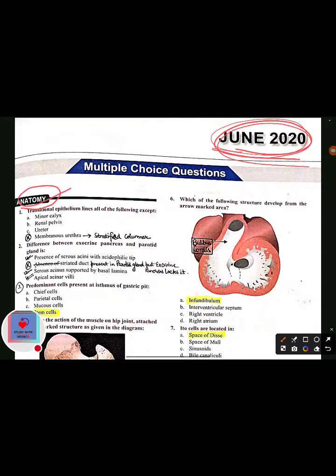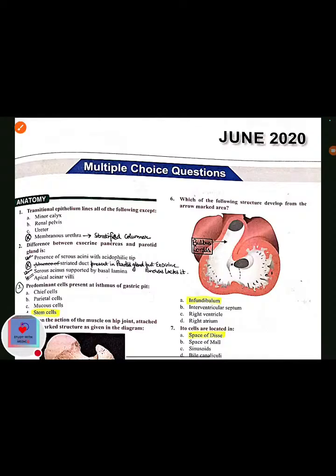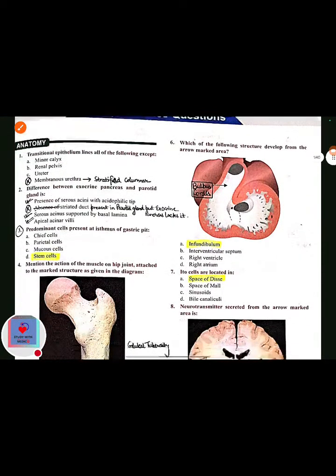In the anatomy, you have: transitional epithelium lines all the following except. Transitional epithelium lines the minor calyx. It lines the renal pelvis. It lines the ureter, but it does not line the membranous urethra. Minor calyx, renal pelvis, ureter, but not the membranous urethra.